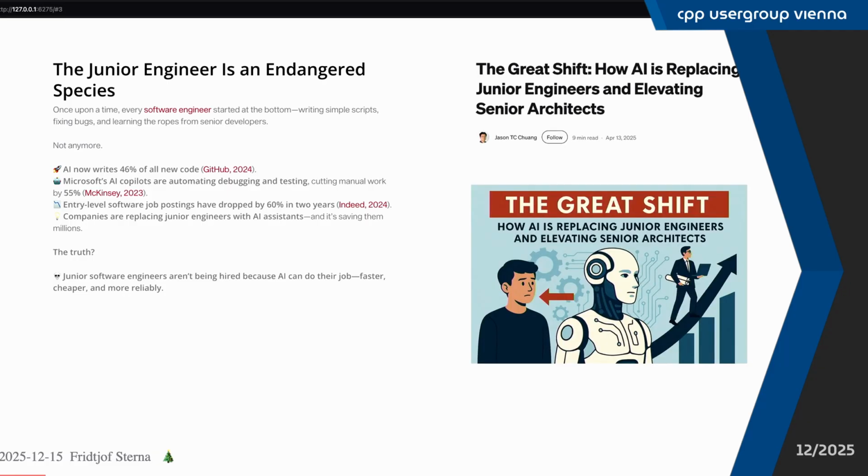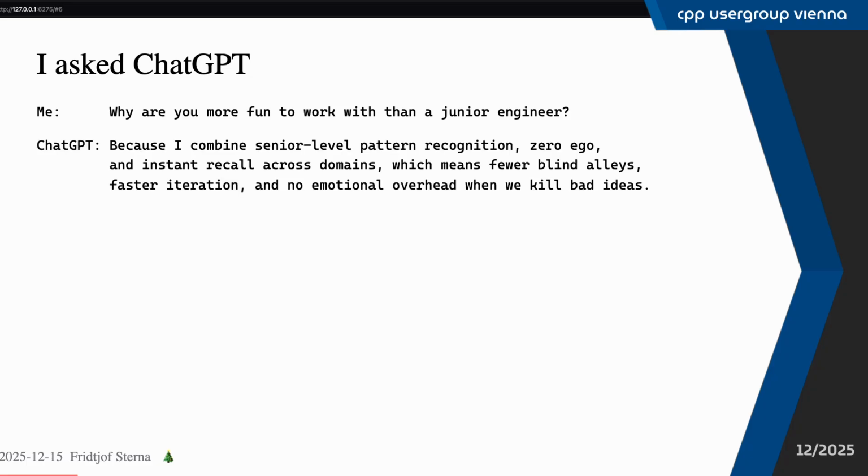We've read all of this, right? Like all these articles about how juniors are basically useless. We don't need them anymore. We got AI. And funnily enough, all these pictures, usually they are AI generated. And this whole article seemed pretty much AI generated. So I asked ChatGPT, because that's what you do. When you do a talk today, you always first ask ChatGPT, why are you more fun to work with than a junior? Well, it goes on, it says, yeah, because I combine senior level pattern recognition, zero ego, instant recall across domains, which means fewer blind alleys, faster iteration, and no emotional overhead when we kill bad ideas.